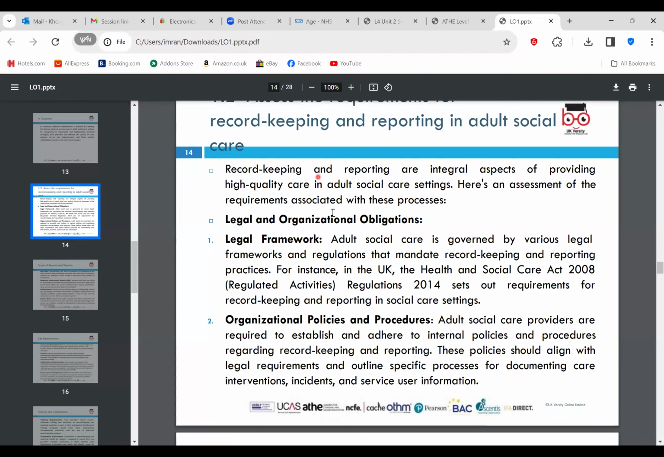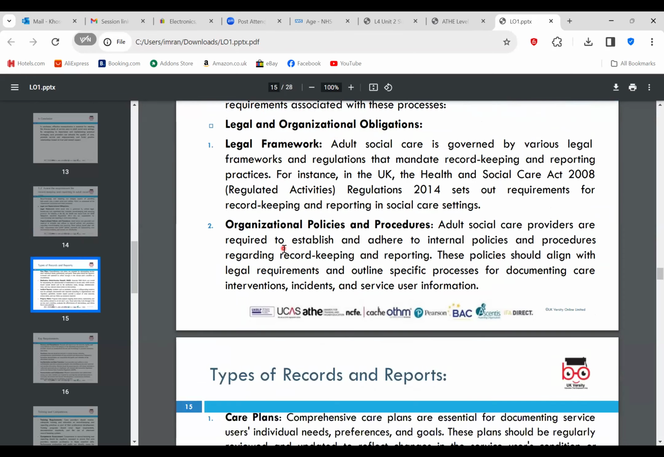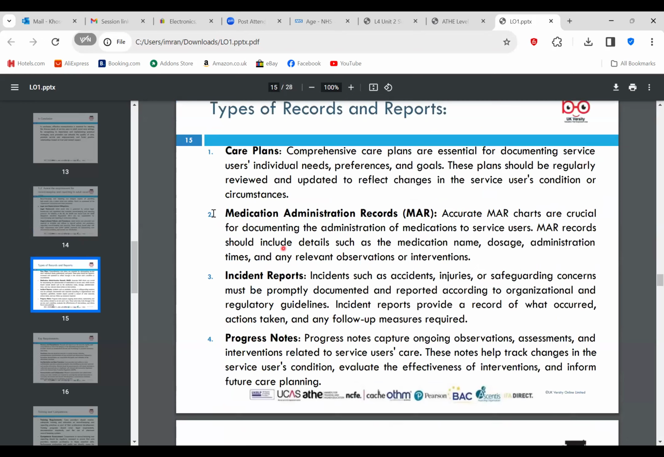Now, further about record keeping. What are the types of record keeping? You have care plans, comprehensive care plans that are essential for documenting what the service user needs. So you'll probably have 5 people under your care, and their care plans need to be documented and reported. Any changes in their medication, for instance, should be in the medication administration record. You will call it MAR. This should include all the details.